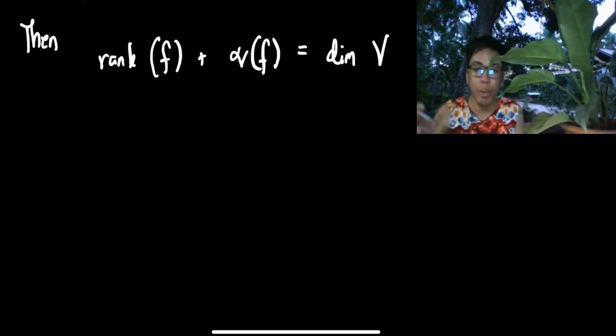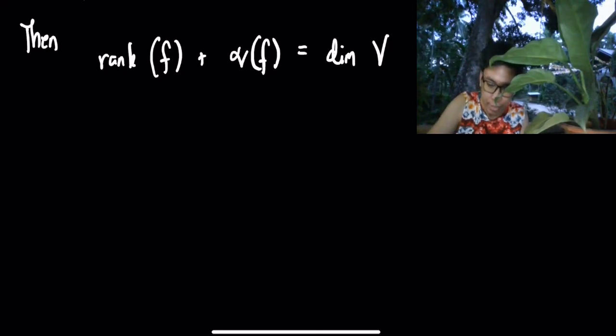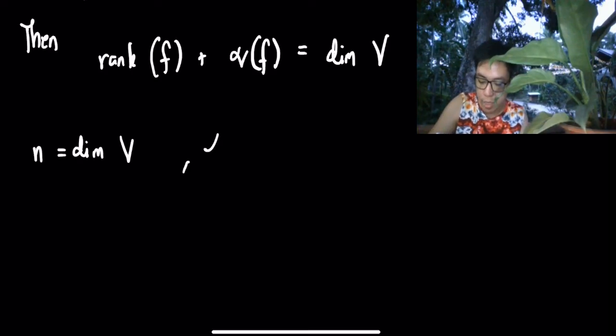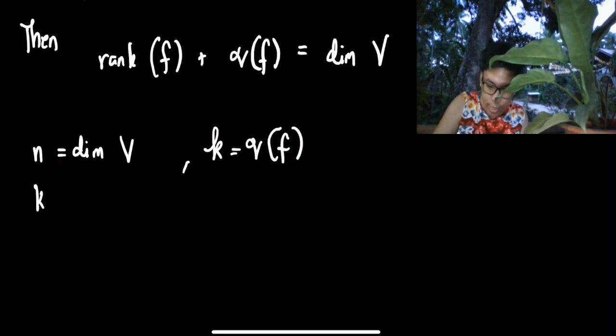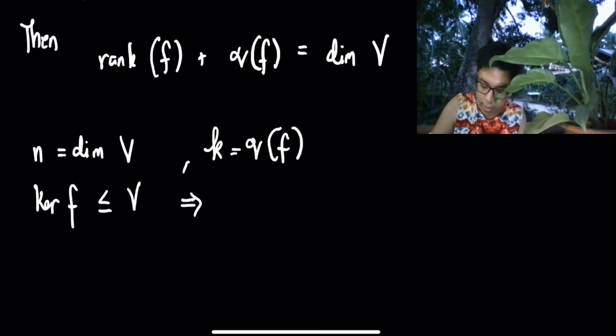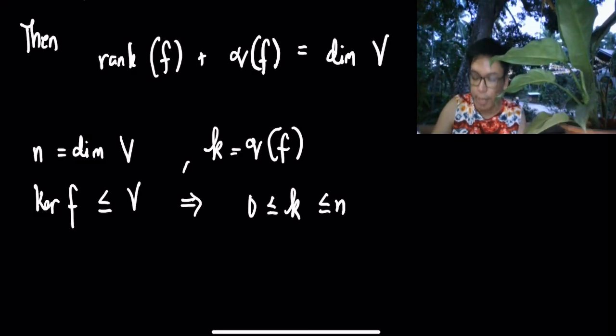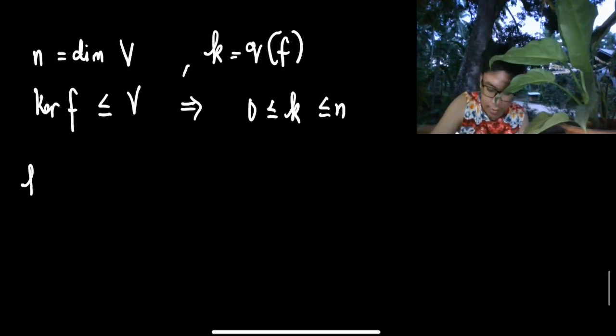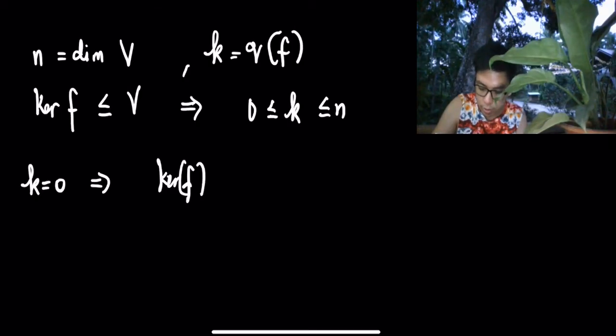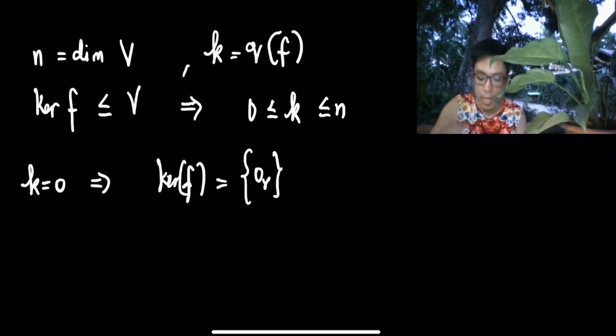I will give you the outline of this proof by simply assuming that n here is the dimension of V, and k here be the nullity of F. The kernel of F is always a subspace of V. So this implies that 0 is always less than or equal to k and k is always less than or equal to n. So what happens when k is 0? When k is 0 here, this simply tells us that the kernel of F is the set containing the zero vector of V.